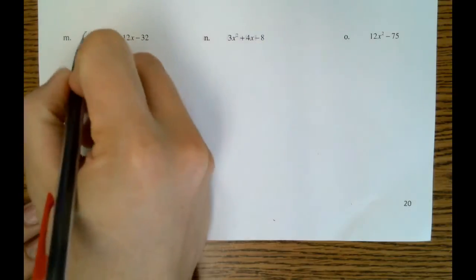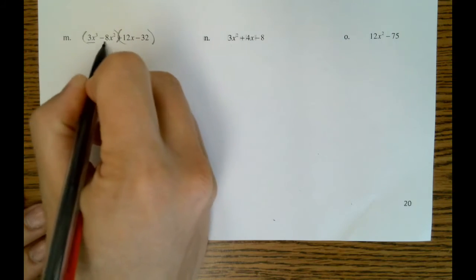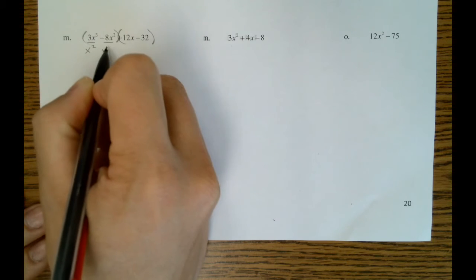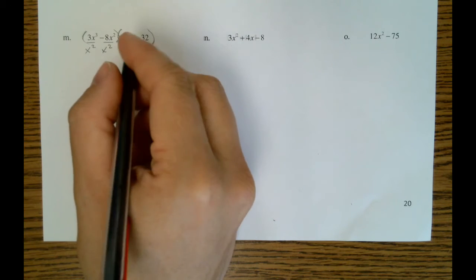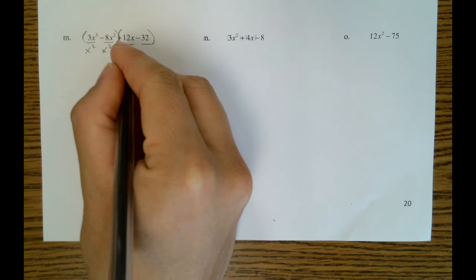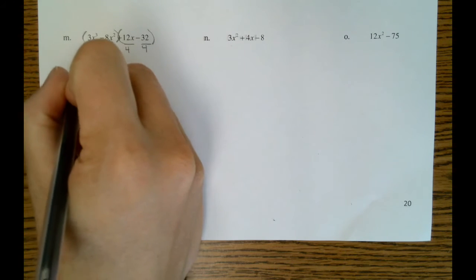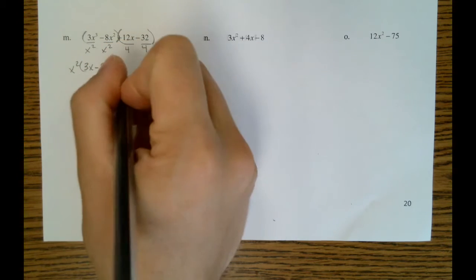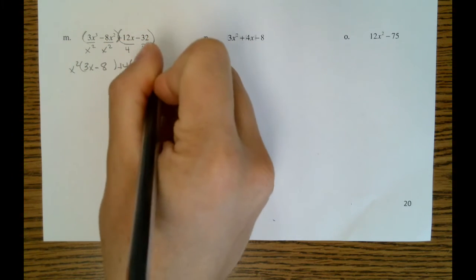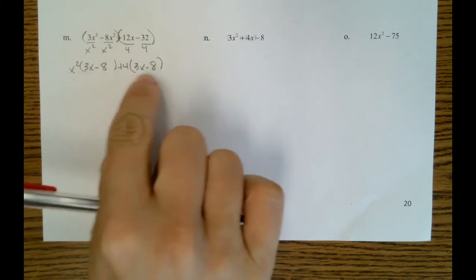Okay, letter M, we have 4 terms. We're going to go ahead and do grouping on that. Here I can divide out an x squared, and here I can divide out, I think the biggest would be 4 on that. So we're left with 3x minus 8. Let's divide out a 4. Yep, good. Our parentheses ended up being the same.